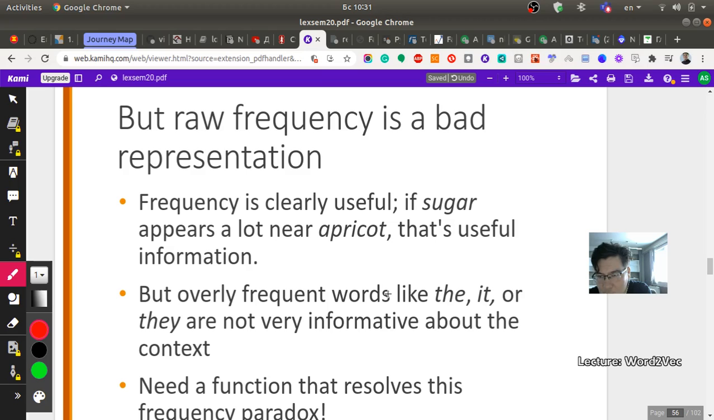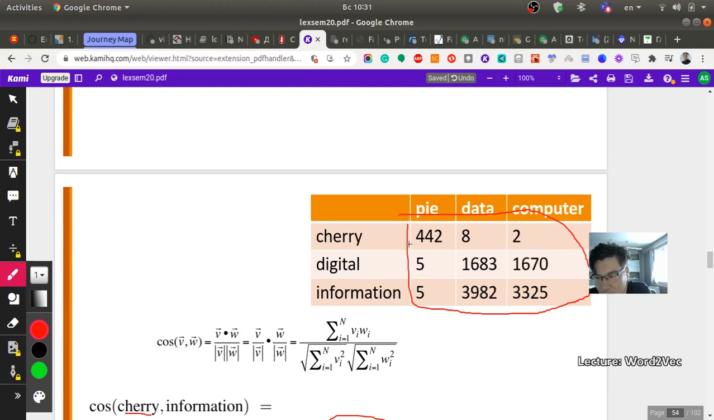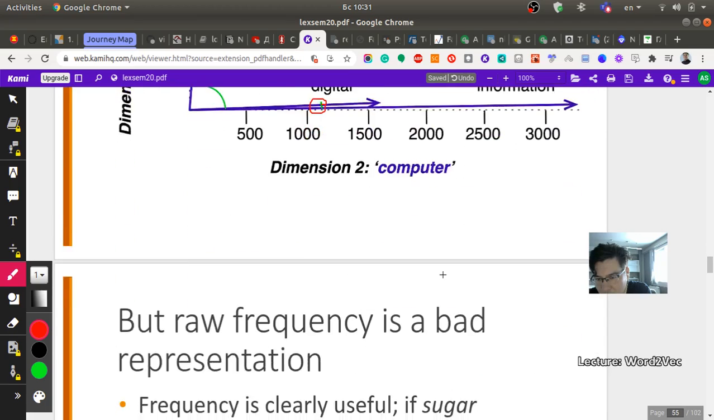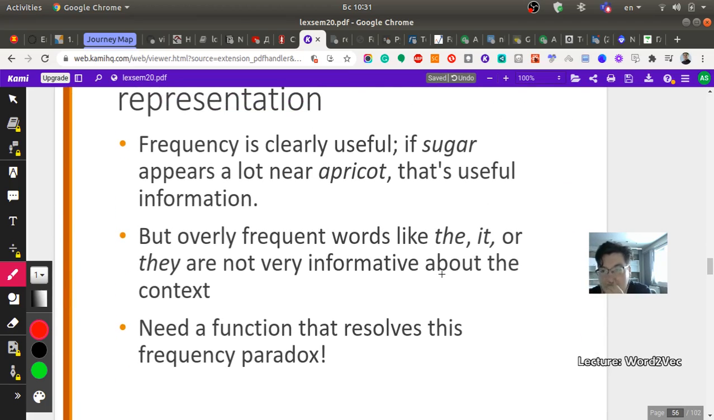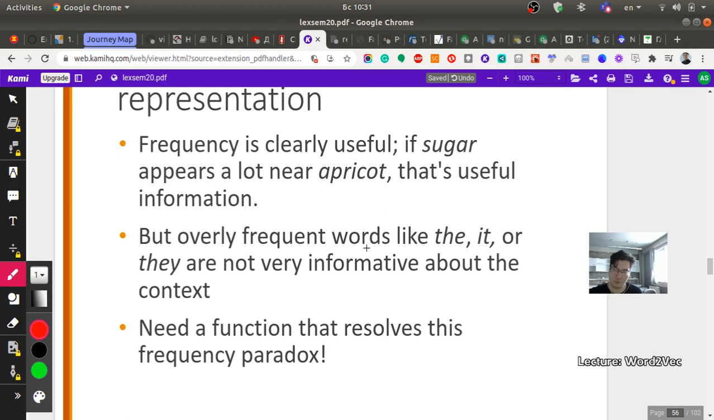But raw frequency is a better representation. So this one is raw frequency. Frequency is clearly useful, so if sugar appears a lot near apricot, that's useful information. But overly frequent words like the, it, or they are not very informative about the context. We need a function that resolves this frequency paradox.